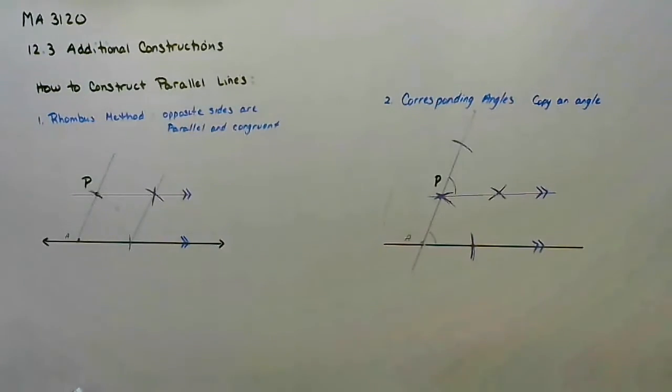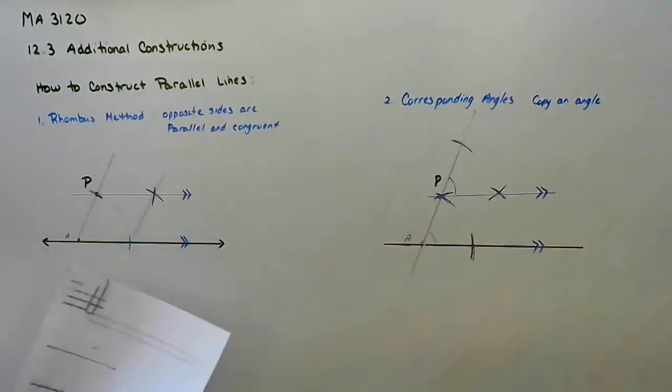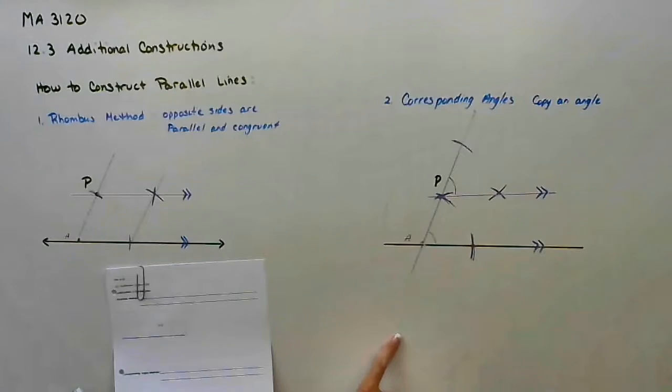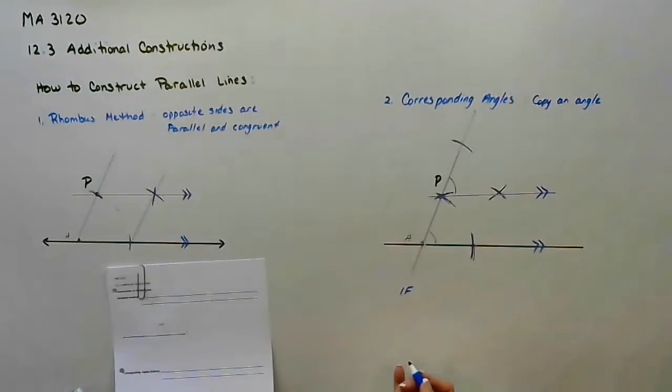So the rhombus method in your notes: a quadrilateral with 4 congruent sides where opposite sides are parallel and congruent. So that's what would go on that line, this line up here that I'm talking about. For the corresponding angles method, okay, I always want an if-then statement: if 2 corresponding angles are congruent, then the lines are parallel.